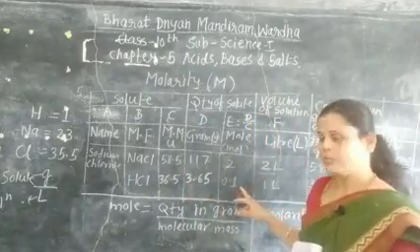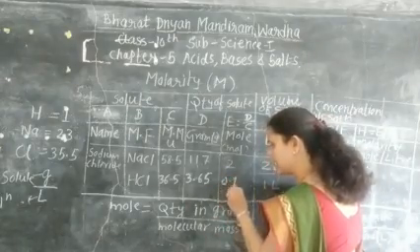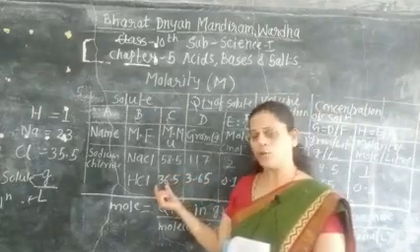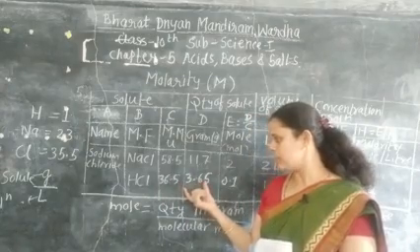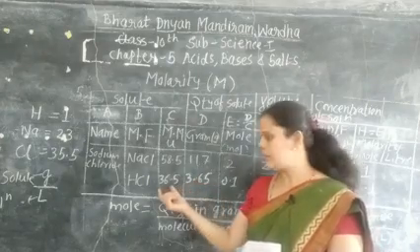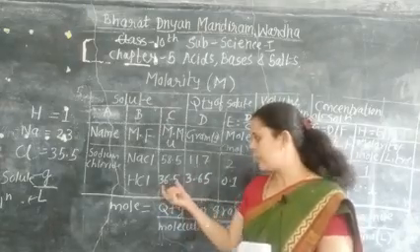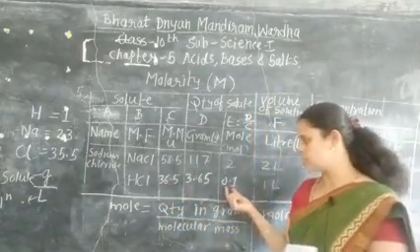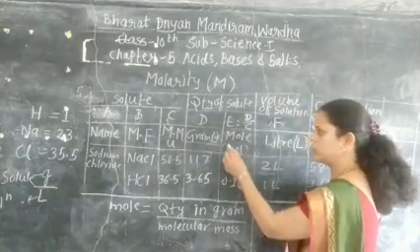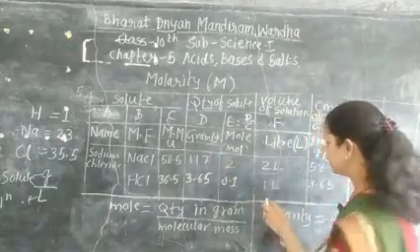Then mole. How will you calculate the value of mole? The value in gram divided by molecular mass. So 3.65 divided by the molecular mass, 36.5. Dividing these values, you get 0.1 mole. The unit of mole is mol, M-O-L.